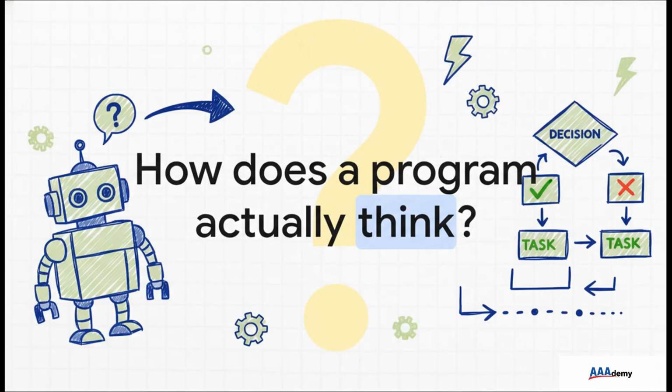So let's start with that big question. How does a program think? I want you to imagine you have a literal robot assistant. Left to its own devices, it does, well, nothing. You have to give it incredibly precise instructions for every single possible situation. And that's exactly what control flow is all about. It's how we write those instructions, teaching our robot how to make decisions and repeat tasks all by itself.